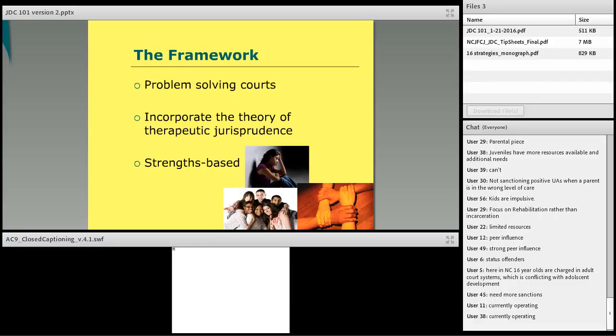It isn't necessarily a big shift for folks, but it's something that you want to always keep in the back of your mind, that that's what you're trying to accomplish. You're trying to change behavior. You're not trying to punish a behavior. And then again, you're trying to build assets.